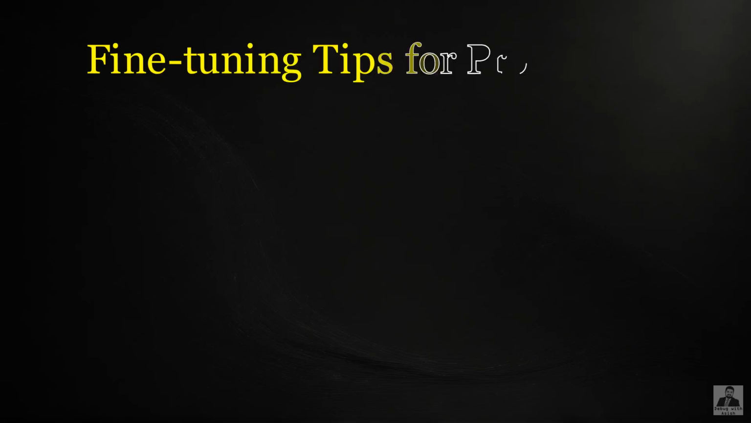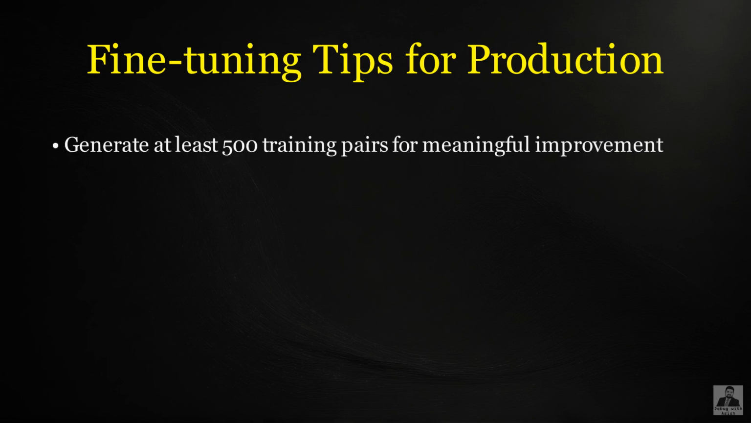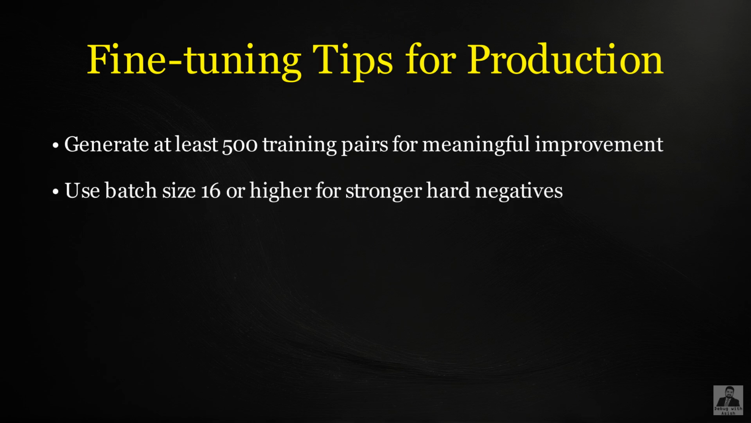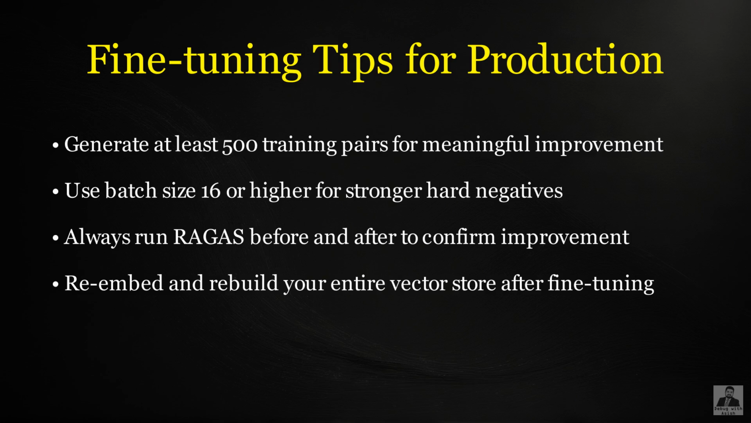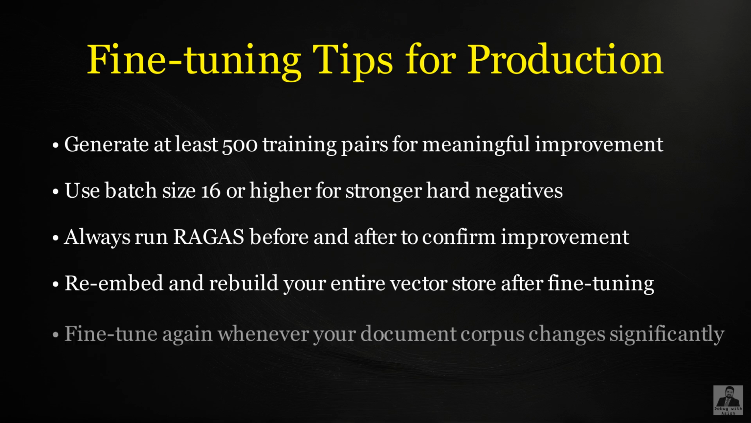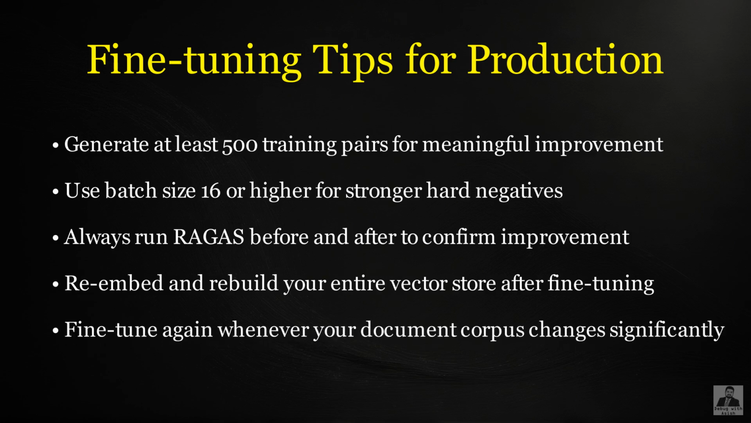A few tips before wrapping up. Generate at least 500 training pairs for meaningful improvement. Fewer than that, and the model does not see enough domain examples to shift its representations. Use a batch size of 16 or above, so the multiple negatives loss has strong hard negatives to learn from. Always run your RAGAS evaluation before and after to confirm the change made things better, not worse. And remember that fine-tuning is not a one-time task. If your document corpus changes significantly, you should regenerate training data and fine-tune again.